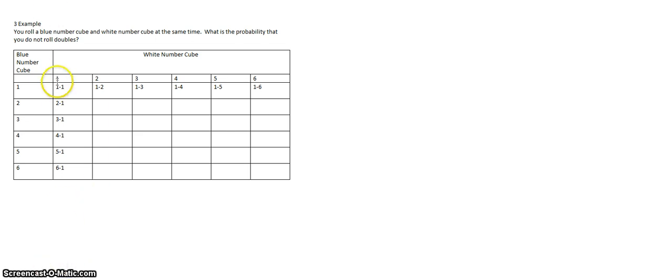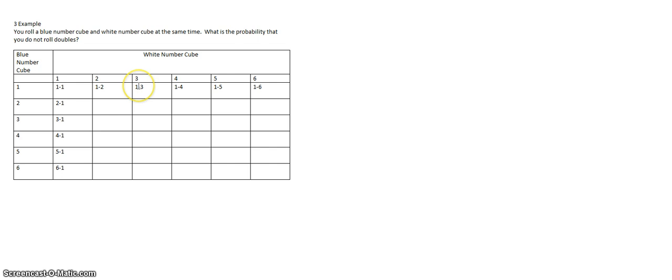The first number that we're going to write in our chart is going to be the blue number cubes. A number cube has 1 through 6, so that's why we wrote 1 through 6 on this side. And then we have a white cube as well, and that also has 1 through 6 on it. Then, when we roll the blue number cube and the white number cube, one of the things that we can get is a 1-1. So the blue could have a 1 and the white can have a 1. The next one, the blue could still have a 1 and the white could have a 2.